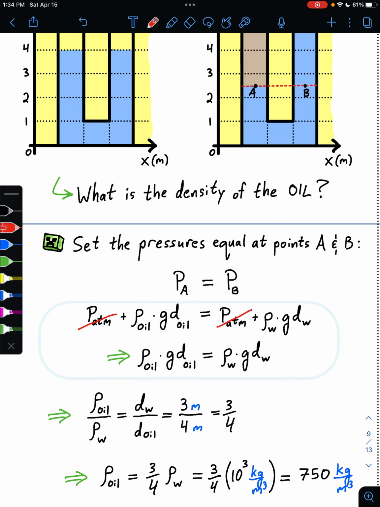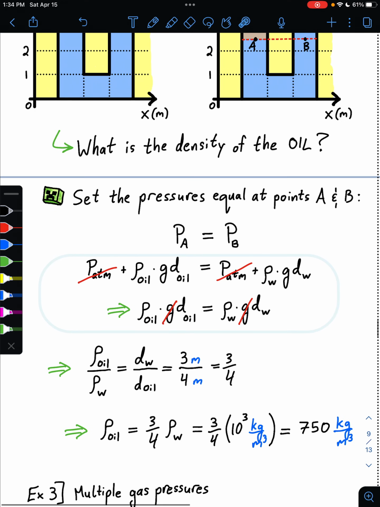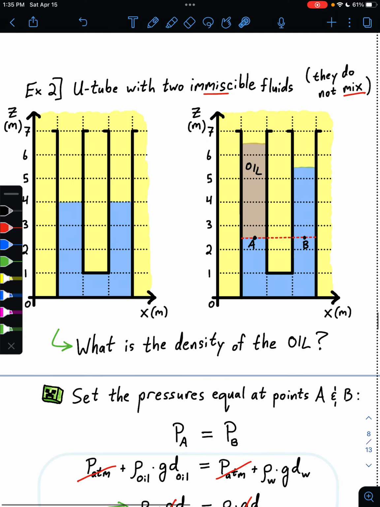So here, atmospheric pressure can be subtracted from both sides. Then little g can be divided off both sides, giving us that the density ratio of the two liquids is equal to the reciprocal of the depth ratio of those two columns. So 3/4 is our density ratio. Thus the density of oil is 3/4 of the density of water, which is our 1,000 kilograms per cubic meter, so 750 kilograms per cubic meter.